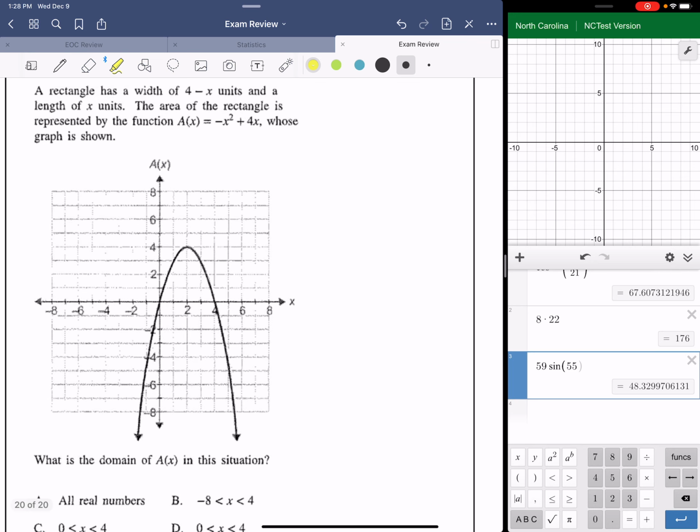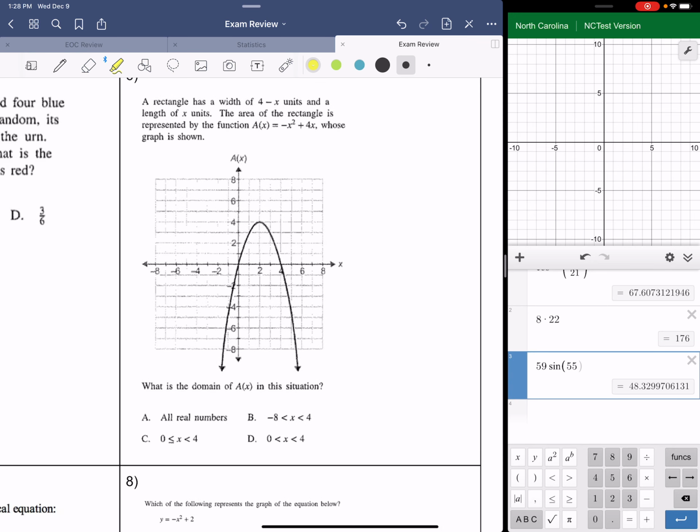Okay, a rectangle has a width of 4 minus x units and a length of x. The area of the rectangle is represented by this function whose graph is shown. What is the domain in this situation? So notice that it says the area is calculated, which is the length times the width, where the width is 4 minus x and the length is x. Well, your domain is always the set of possible x values.